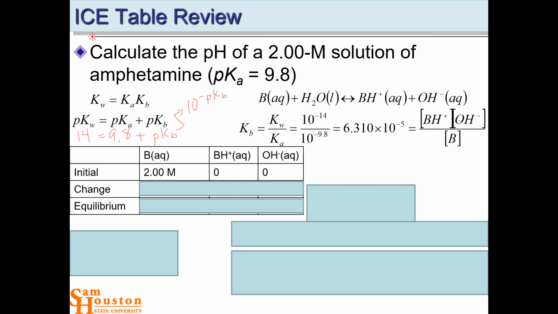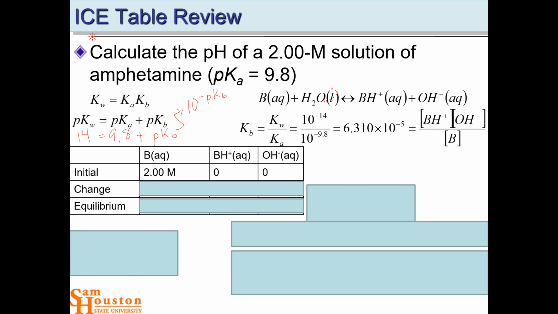You could do it the other way, like I've done here on the board. You have 10 to the minus 14 divided by 10 to the minus 9.8 gives us 6.31 times 10 to the minus 5. So that is the equilibrium constant for the reaction that I've written. I wrote the reaction as a basic reaction, and so we need Kb to govern that reaction. So now we know the equilibrium constant, and then we have products, BH plus concentration times the OH minus concentration divided by the base concentration.